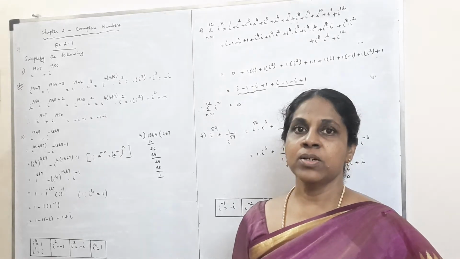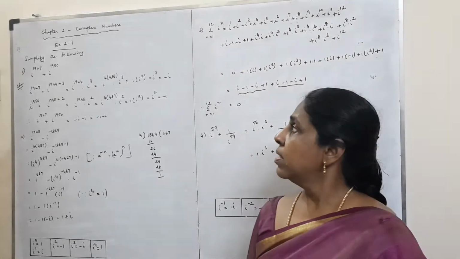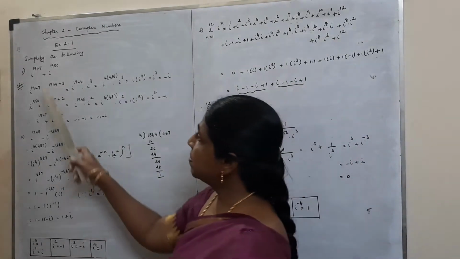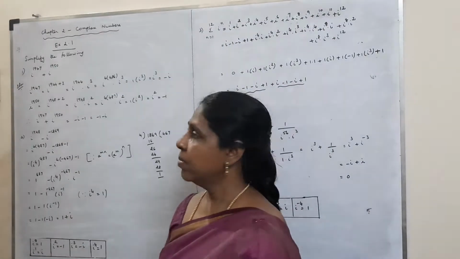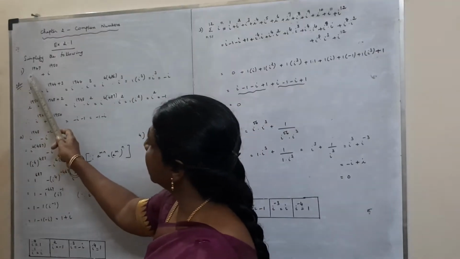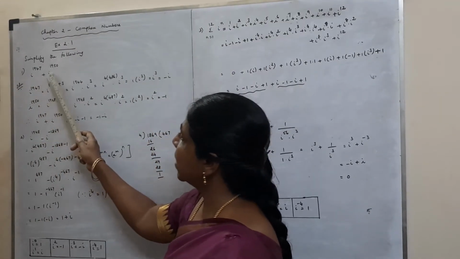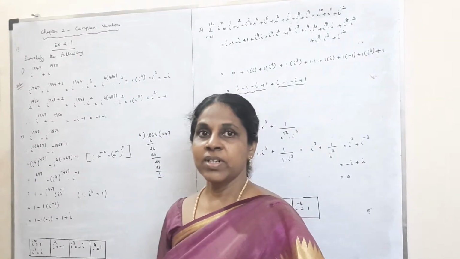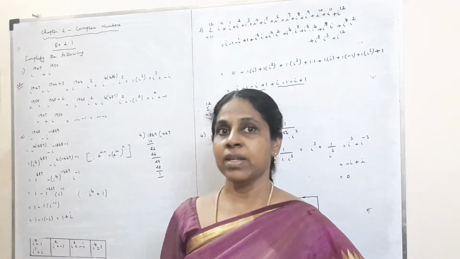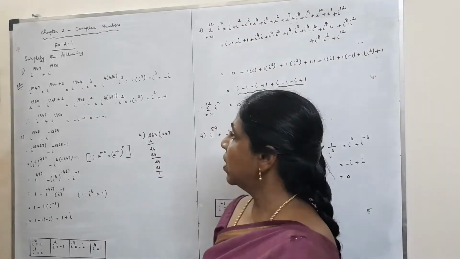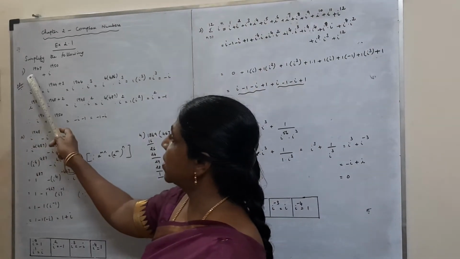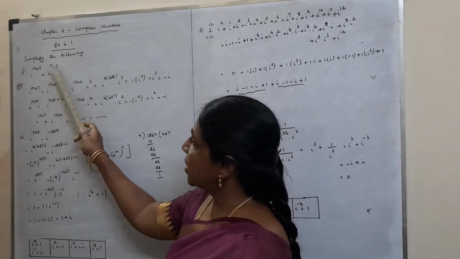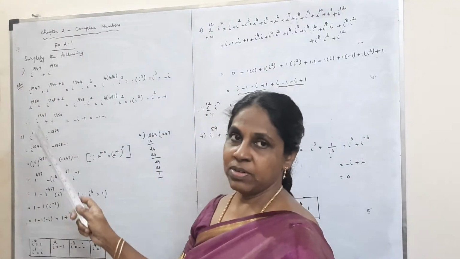Now we pass on to the problems from exercise 2.1. Simplify the following. Problem number 1, i to the power 1947 plus i to the power 1950. So we have learned how to simplify i to any higher power. Let's first simplify i^1947, then we will simplify i^1950 and we will add.